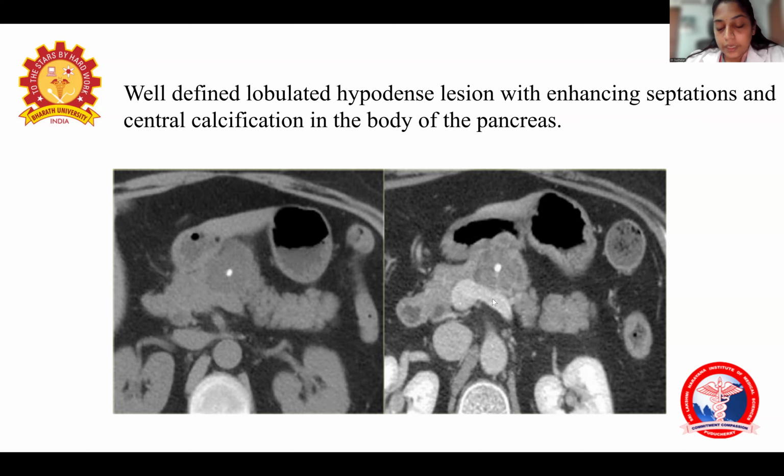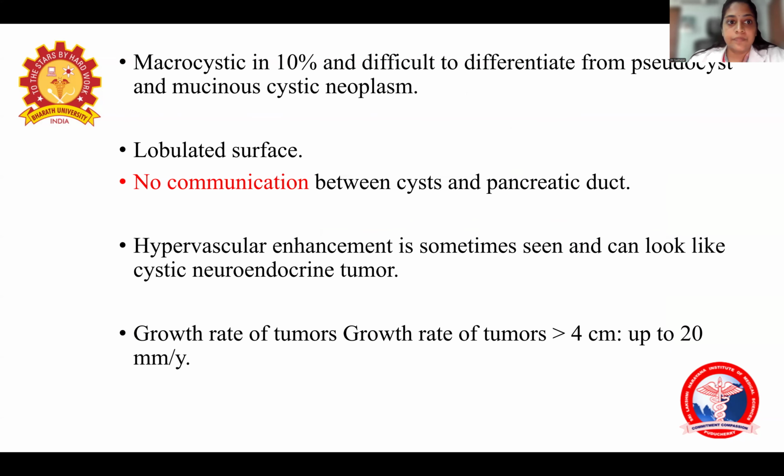Whereas in contrast, you can see that there is an enhancing septum here. You can see that there are enhancing septums in these lesions. So a cystic lesion, body of pancreas, enhancing septum, calcification. What do you all think?